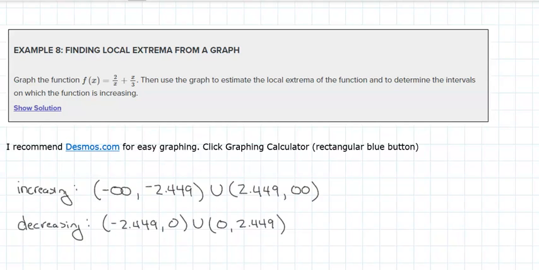Okay, so back to our problem. I wanted to go ahead and write that down for you so you could see it. Negative infinity up to negative 2.449, union with 2.449 to infinity. And remember, the point itself is not included because that is the maximum or the minimum. So there is no change happening at that point.